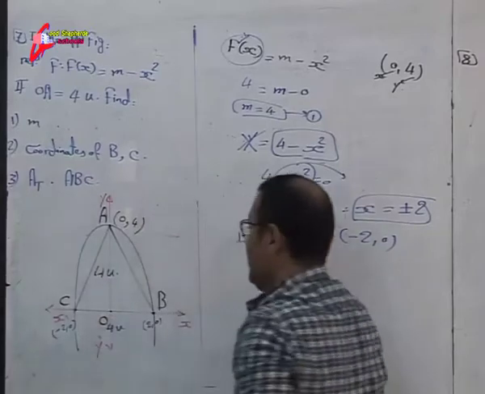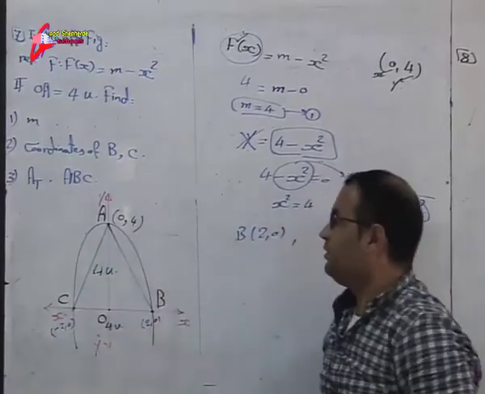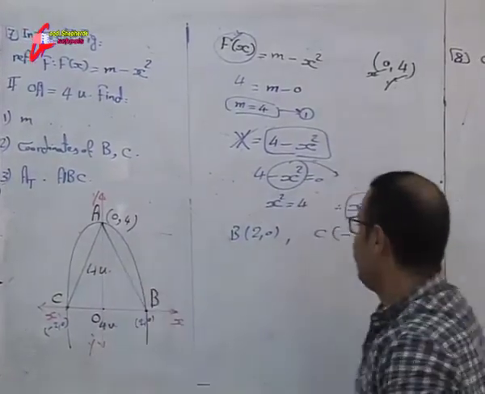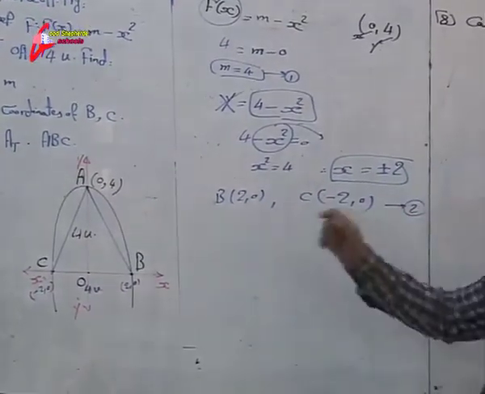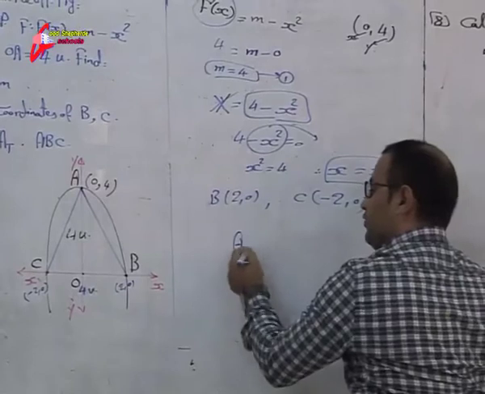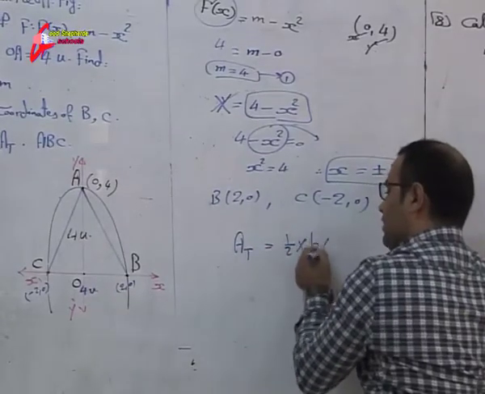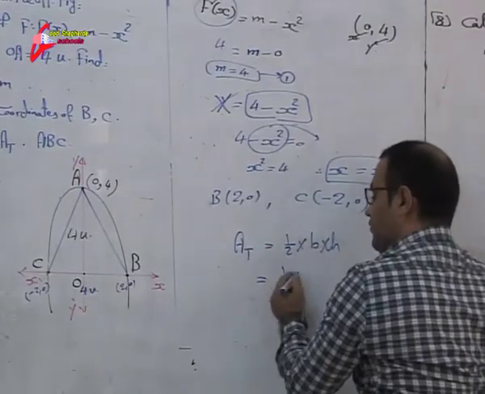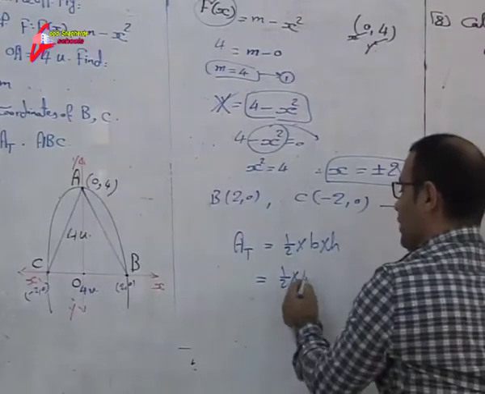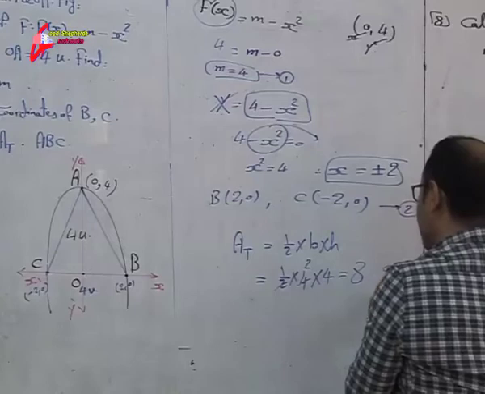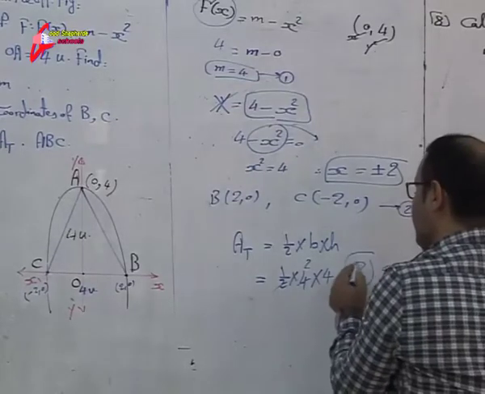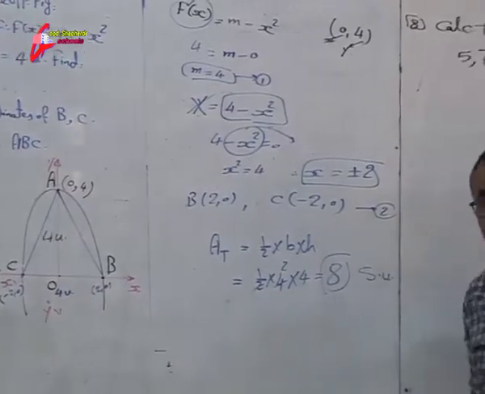This triangle is ABC. He wants from you, after you get B and C, this is the second required, by the way, the area of triangle. You know area of triangle equals half times base times height. It will be half times base, which is 4, and height 4. This will be 2. The answer is 8 square units. Don't forget to write square units.